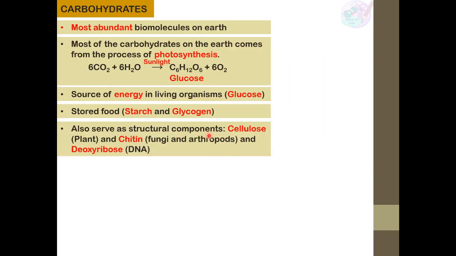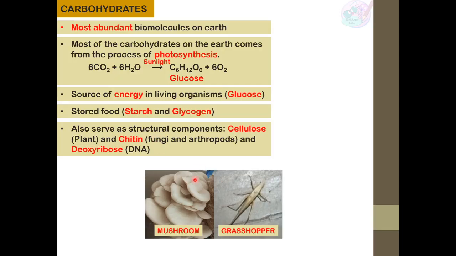They also serve as structural components, like cellulose, which is present in the plant cell wall, and chitin, which is present in the fungal cell wall. Like this mushroom, an example of a fungus, its cell wall is made up of chitin, which provides rigidity and strength to the cell. Chitin is also present in the exoskeleton of arthropods. For example, this grasshopper's tiny exoskeleton is made up of chitin, which provides protection. You can see many insects surrounding you, and their hard exoskeleton cover is made up of chitin.